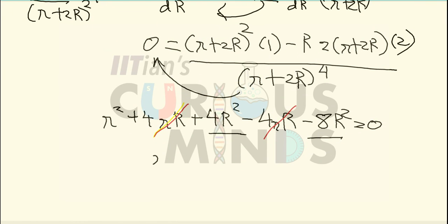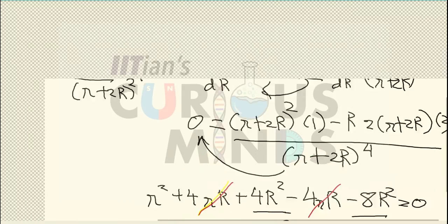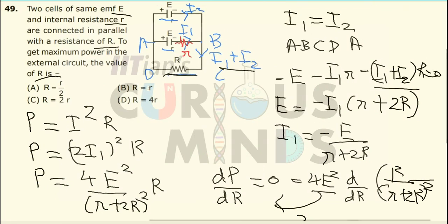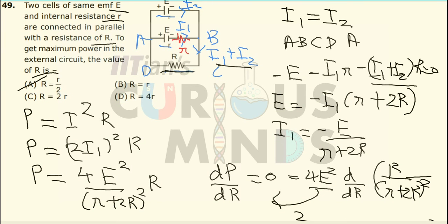I will shift it to the right hand side. So small r square is equal to 4 capital R square. I can say that capital R is equal to small r divided by 2 when I take the root on both sides. So the external resistance should be equal to r by 2, that is, half of the internal resistance, which is option number A.